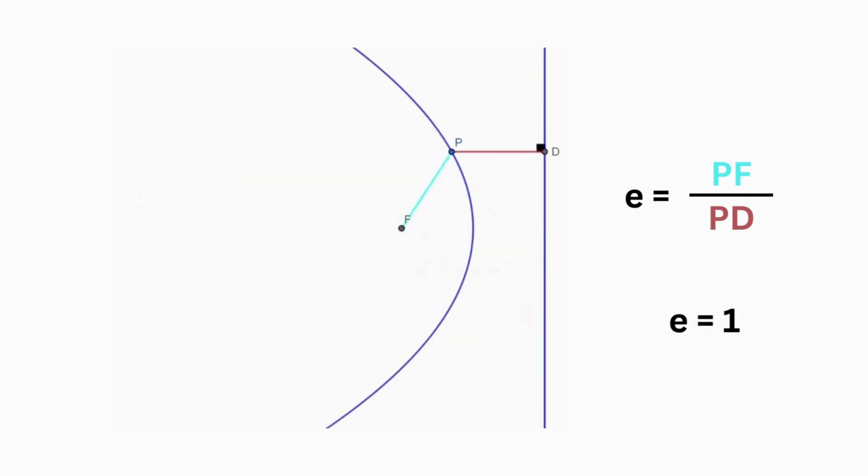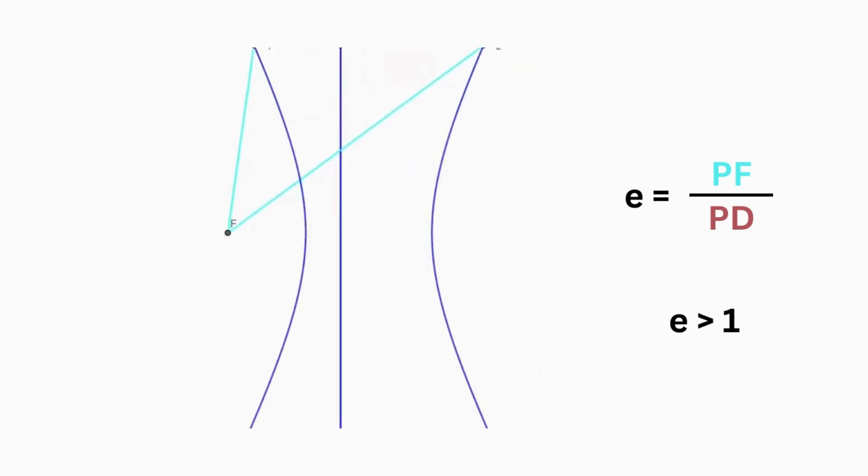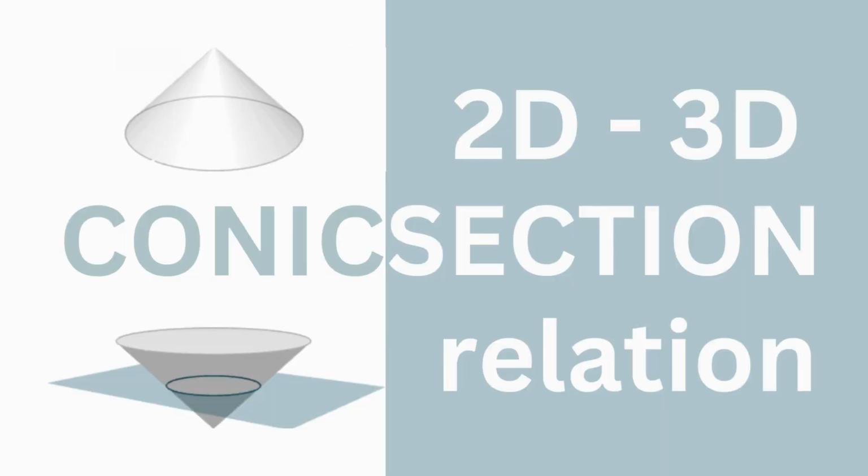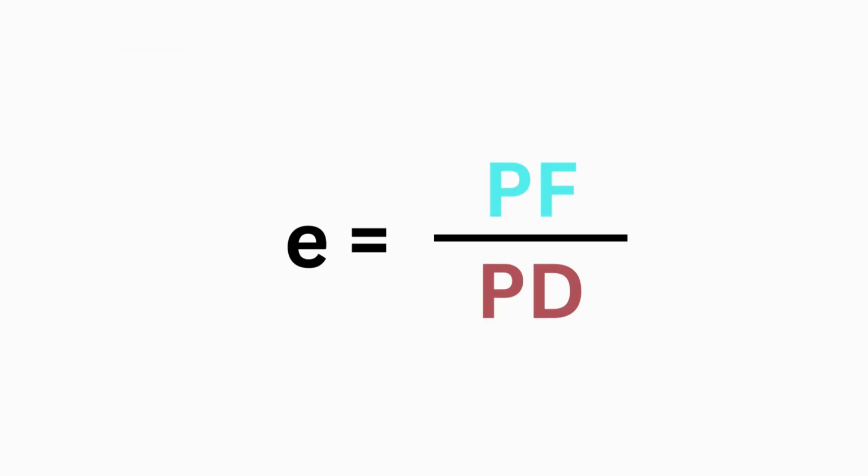For a parabola, the ratio is exactly 1. For a hyperbola, the ratio is greater than 1. For the circle, we can say E is 0 by considering the fixed line as infinitely far away. We know eccentricity equals P to F divided by P to D.